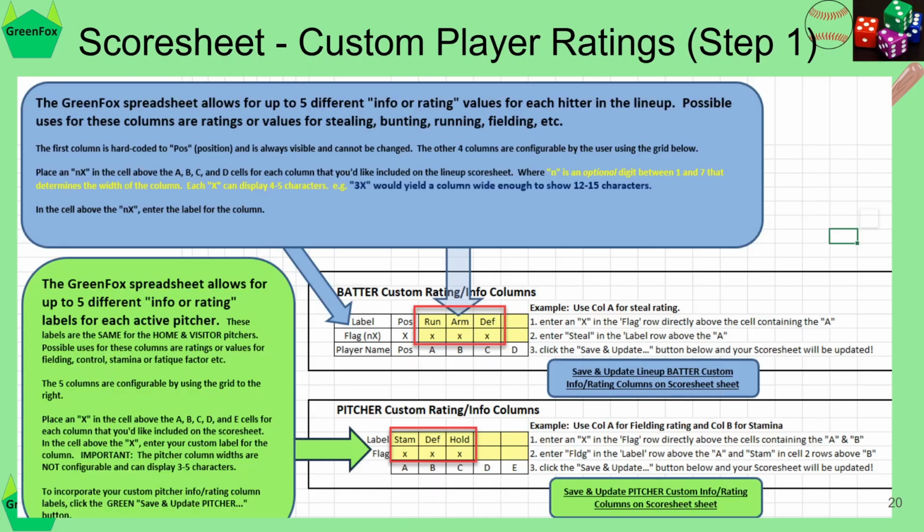Now let's talk about these custom player ratings. So this is step one, and you configure these using the config sheet. And this is a picture of the config sheet and these big help bubbles that tell you how to use it. But in general, you can configure up to 4 custom ratings for batters and 5 for pitchers. And here I did an example of one for running and the player's arm for a catcher or outfielder, and what their defense is. And similarly, you can do whatever you want for your game for pitchers.